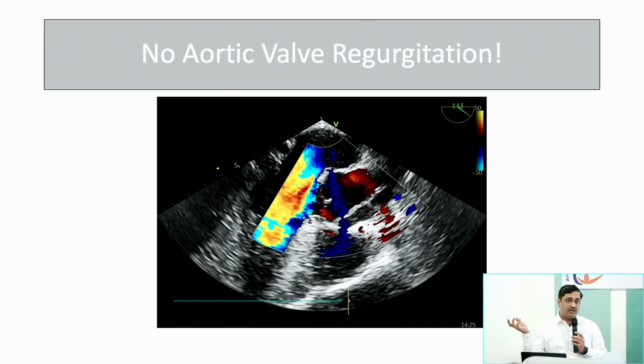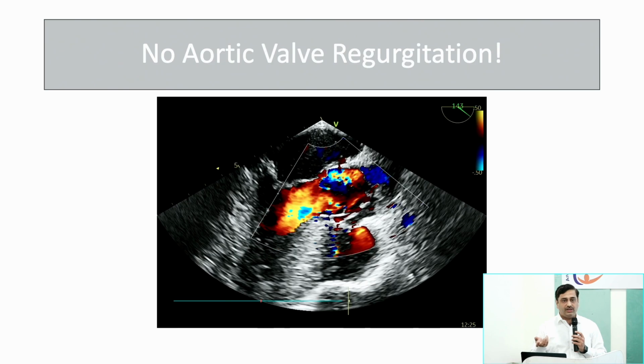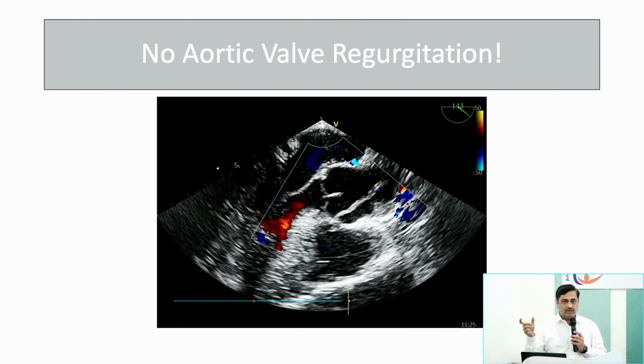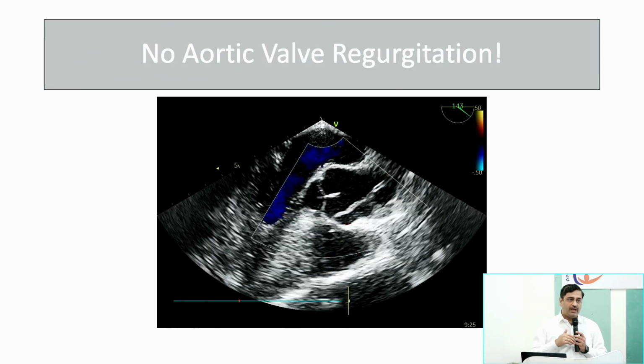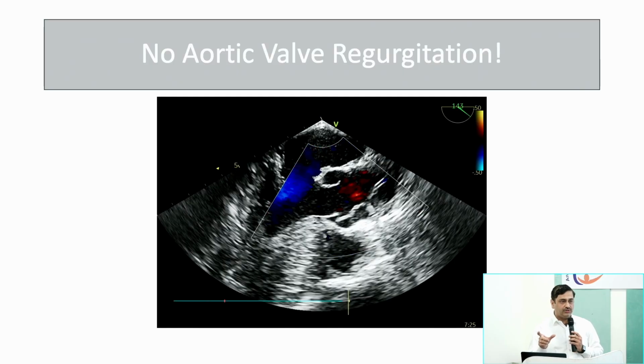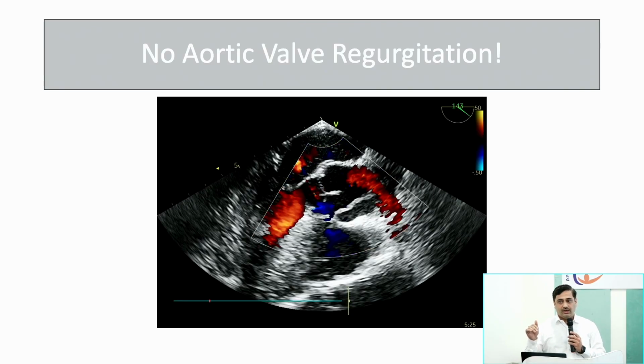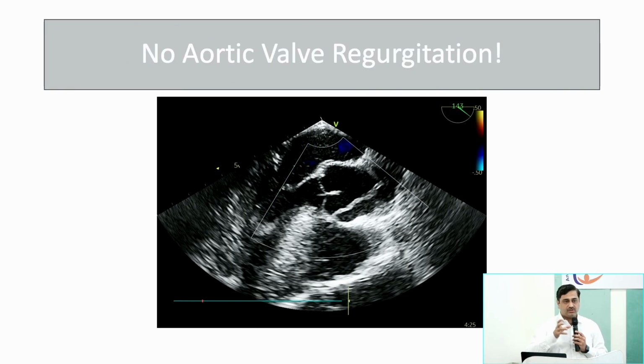Getting a valved conduit was a very difficult thing. Fortunately, they had a conduit available for this patient. They called in for help. They fixed this with an interposition graft and left the aortic valve alone. The cannulation again was guided by TE. We could guide that based on the extent.